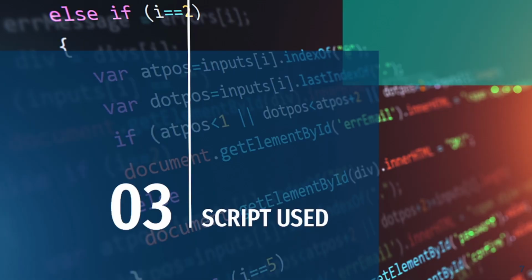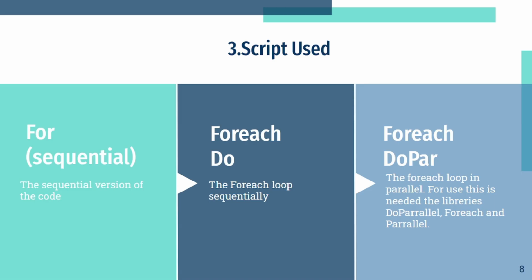In this section, we will see a description of the script used. There are 6 ways to run the code provided by the mentor. In the first instance, we have the sequential version, the one provided by the teacher. Then we have one using a foreach loop. It's an improved sequential version. Finally, we have the first parallel version. This is called do_par. For its use, the libraries doParallel and foreach are needed.